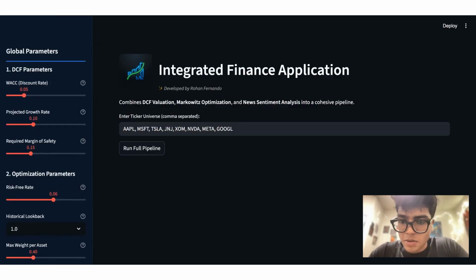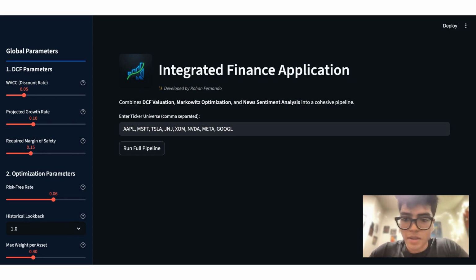The app is built as a Streamlit application running locally. The title, as you can see here, is Integrated Finance Application. And as you can see, the tagline says it combines DCF valuation, Markowitz optimization, and news sentiment analysis into a cohesive pipeline, which is exactly what it's supposed to do.